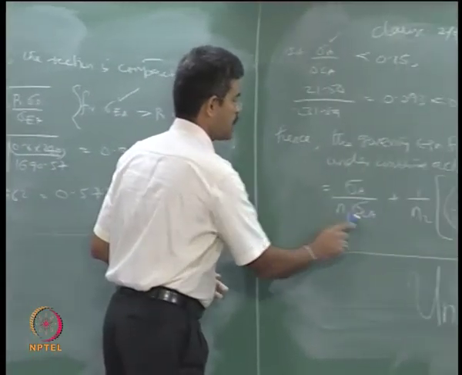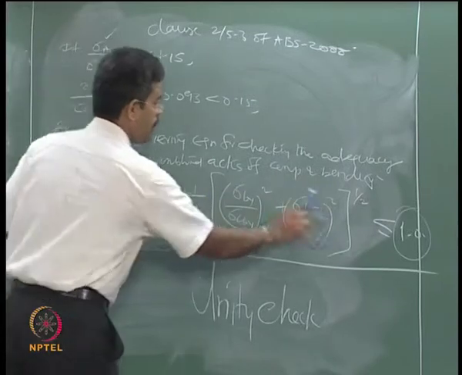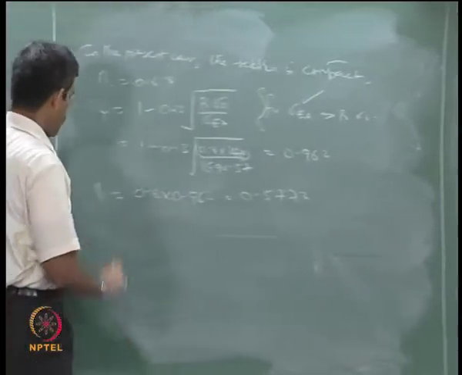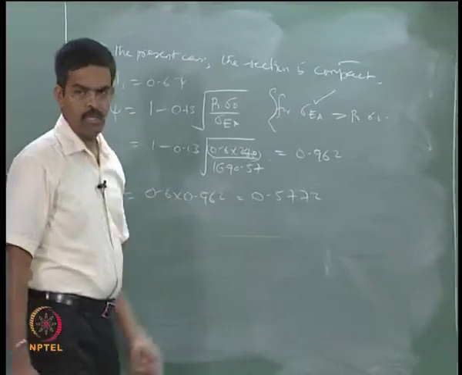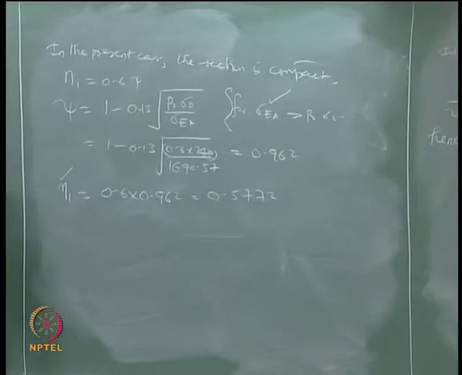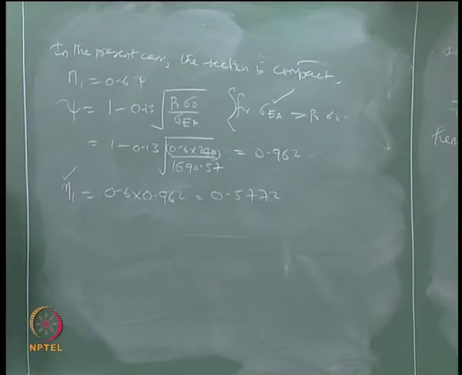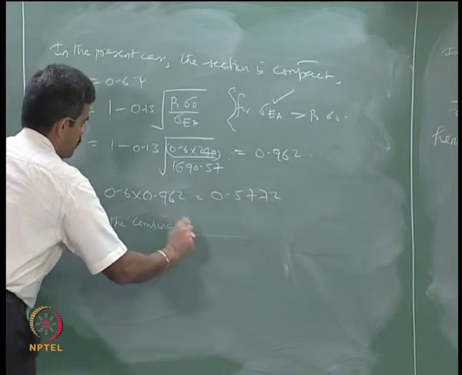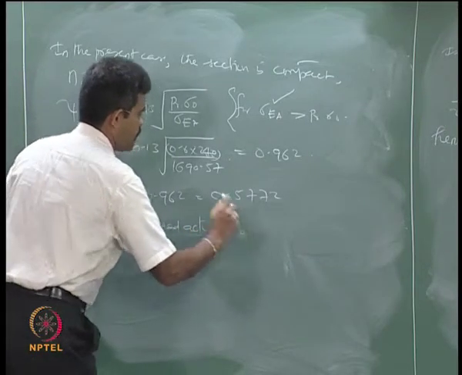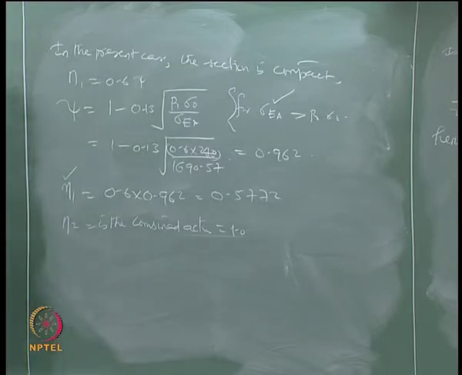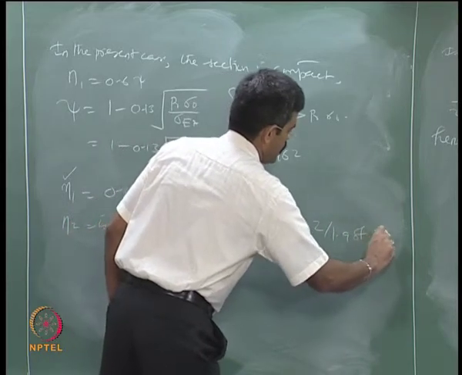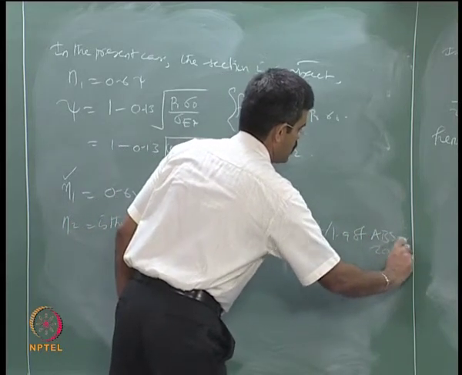So I get two factors now. N1 is for axial compression, N2 is for bending, because it is a combined action of compression and bending. I have found N1 for axial compression, now let me do it for bending also. N2 is for the combined action, and this is taken as 1 in this specific case, as per clause 1.9 of ABS 2008.